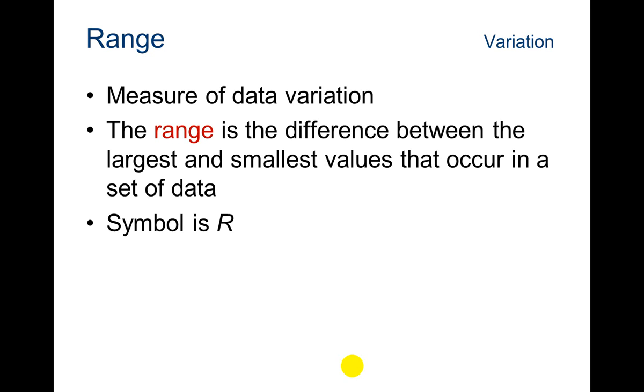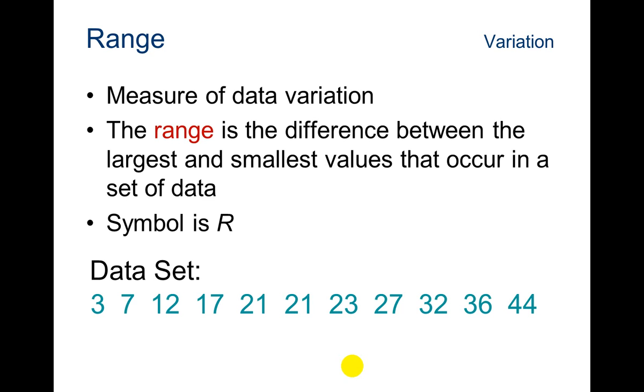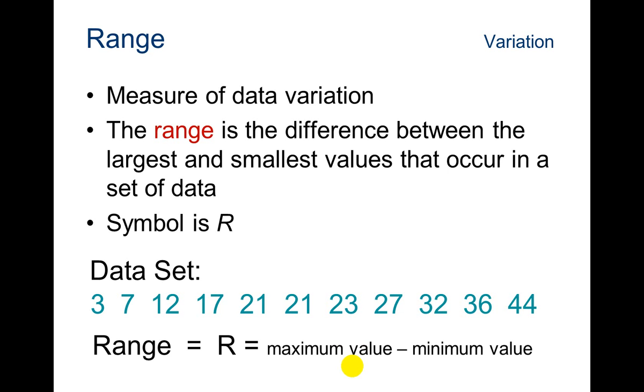Our first measure of data variation that I want to talk about is the range. The range is easy to find because it's the difference between the largest and the smallest values in the set of data. The symbol for range is R. Consider this data set. The largest value is 44, and the smallest value is 3. So to find the range, I'm going to do 44 minus 3. Range equals 41.